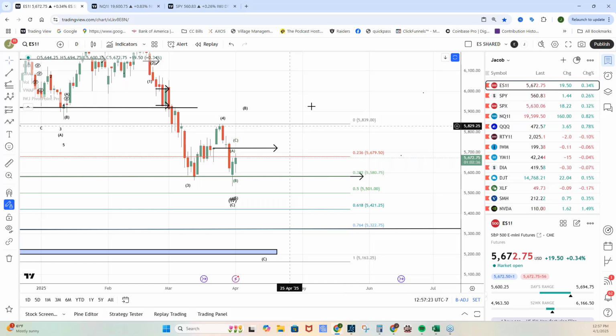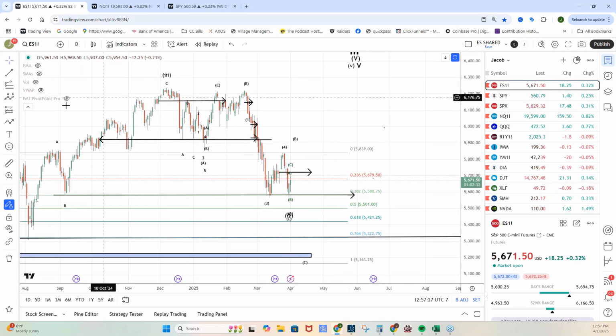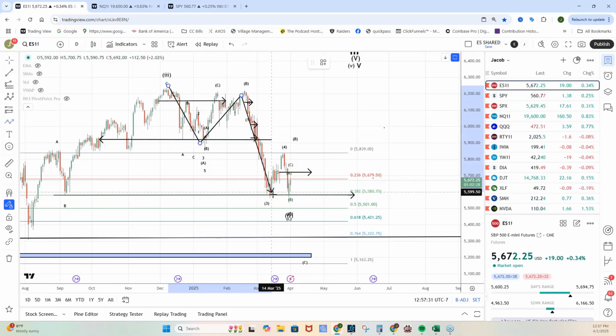On the ES, where we can actually see the counts without all the mess, your counts are looking like this is going to be an A, B, C, where the C is down here. So you got 3, 4, and 5 of C, and then we're trying to make a move back higher. Now, can this be 3 of 3, 4 of 3, 5 of 3, and then they make a 4 and a 5, so they come back up toward this 58.40 area and fail again?